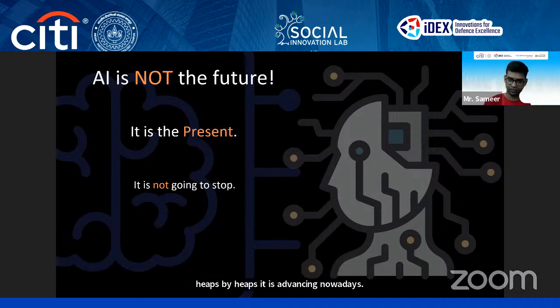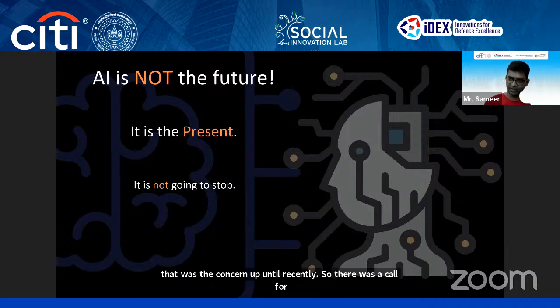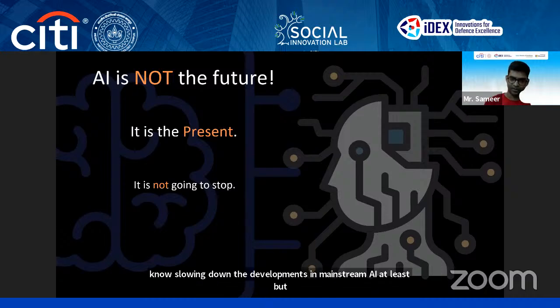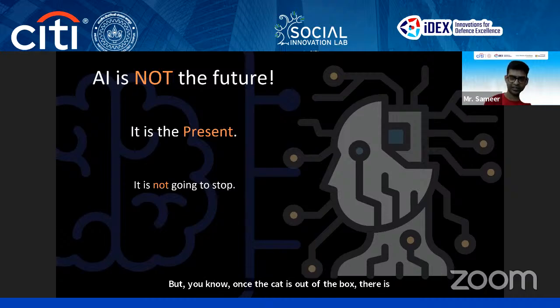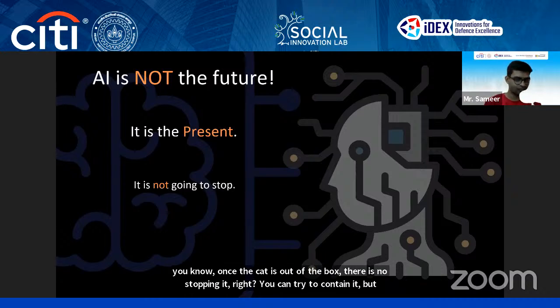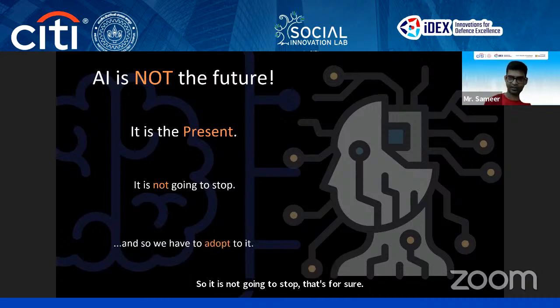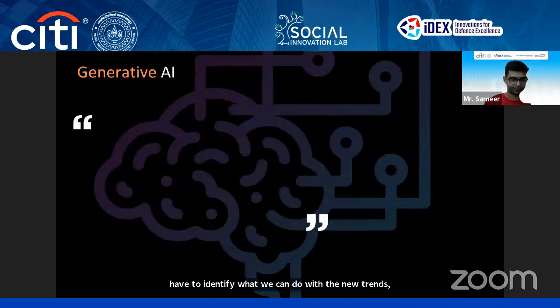So there was a call for slowing down the developments in mainstream AI at least. But once the cat is out of the box, there is no stopping it, right? You can try to contain it, but it's not going to be easy. So it is not going to stop, that's for sure. And so we'll have to adapt to it, simple as that. We have to identify what we can do with the new trends, how we can get involved in the new technologies, and how we can adapt to them.